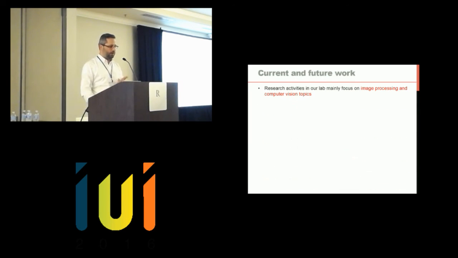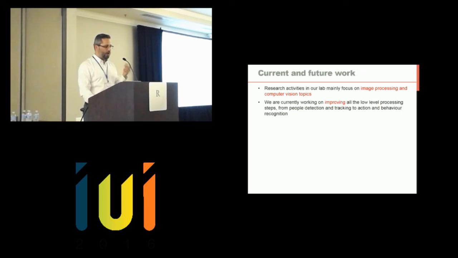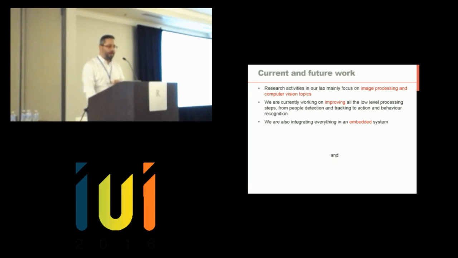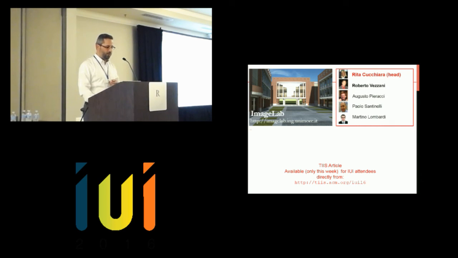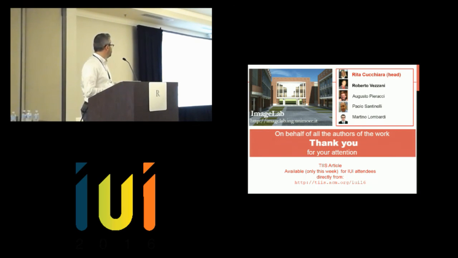As I told you, the research activity in our lab is mainly focused on image processing and computer vision topics. We are currently working on improving the low-level processing steps, from people detection and tracking to behavior recognition. We are also integrating everything in an embedded system, but we need new collaborations in order to develop a more interesting and more impressive application for interaction. So if this is the case, please contact me after the presentation, and thank you again. Also on behalf of the other authors of the paper, this is the link of my lab, and thank you again.